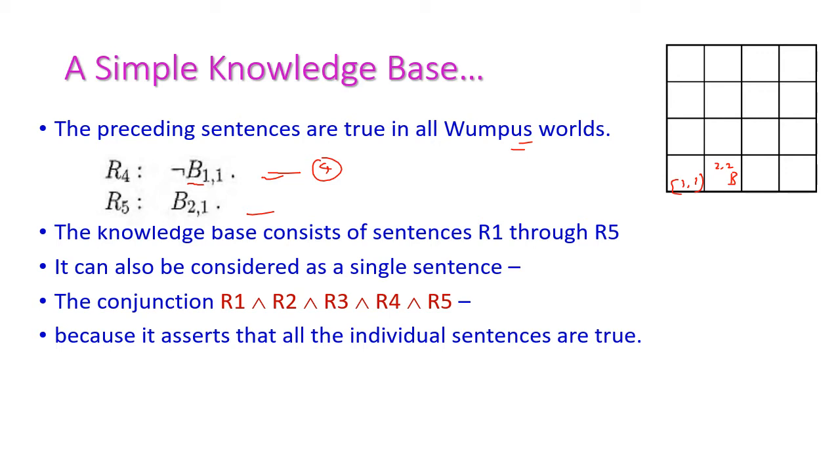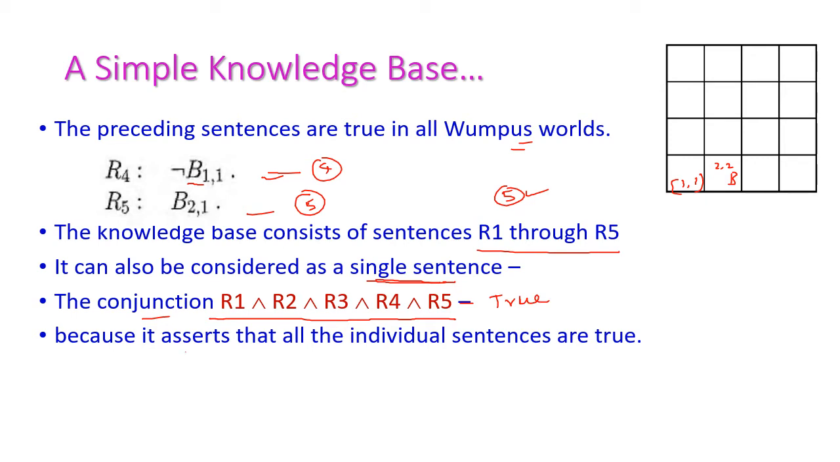Here this is 5. The knowledge base consists of the sentences R1 through R5. So up to this we have 5 sentences of our knowledge base, right? And it can also be considered as a single sentence. How do we consider all these as a single sentence? If all the sentences are true, then the final single sentence, that is the conjunction of all those sentences, will also be true.